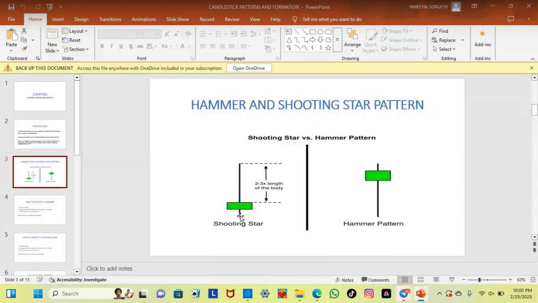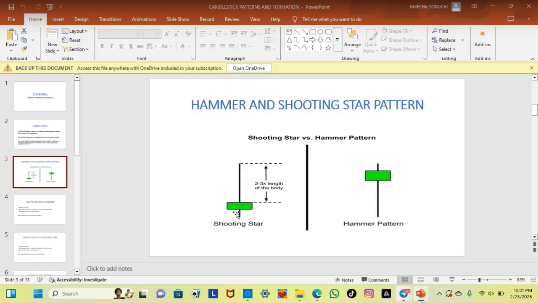It has a small lower wick or sometimes none. Don't forget that the upper wick must be 2 to 4 times larger compared to the real body. So the shooting star is a bearish reversal pattern.